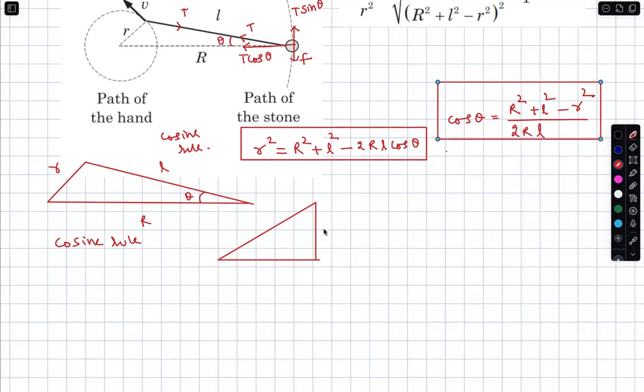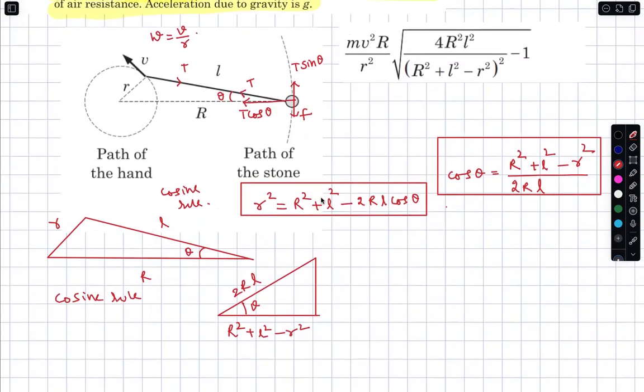When we have cos theta, we can give anything actually. This is the theta. This term is R square plus L square minus small r square, and this term is 2RL. If you want sin theta, I can give. Got the point? Okay. Next. I don't require to do anything else. You just need to know these steps, that's all.